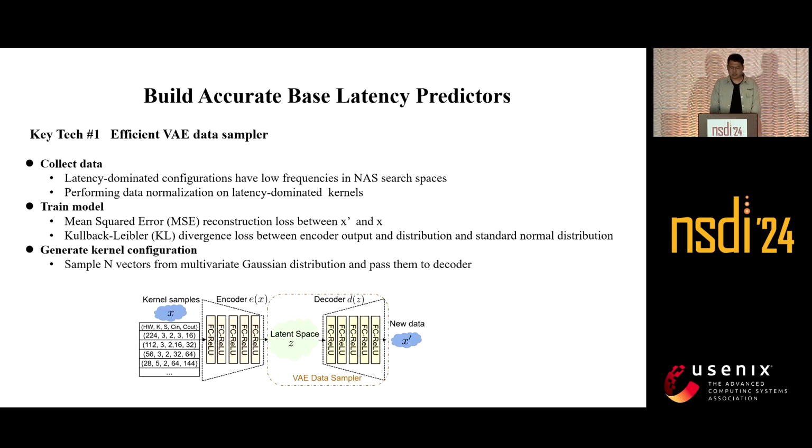To solve the first challenge, we propose our first key technology, the efficient VAE data sampler. VAE is a type of generative network. It is mainly composed of two parts: the encoder, encoding the input data into a lower-dimensional latent space, and the decoder, reconstructing the input data from the latent space.